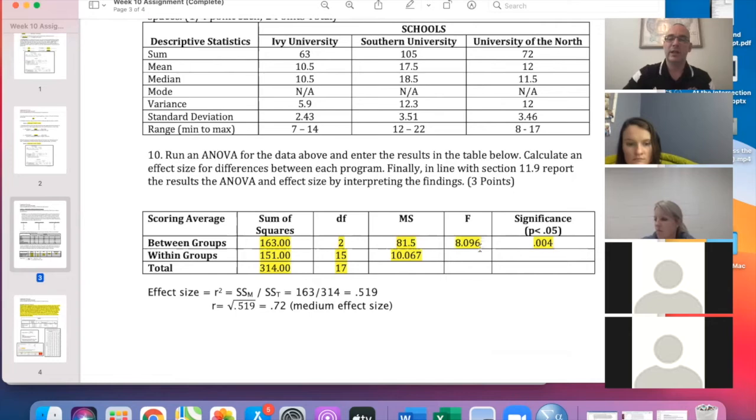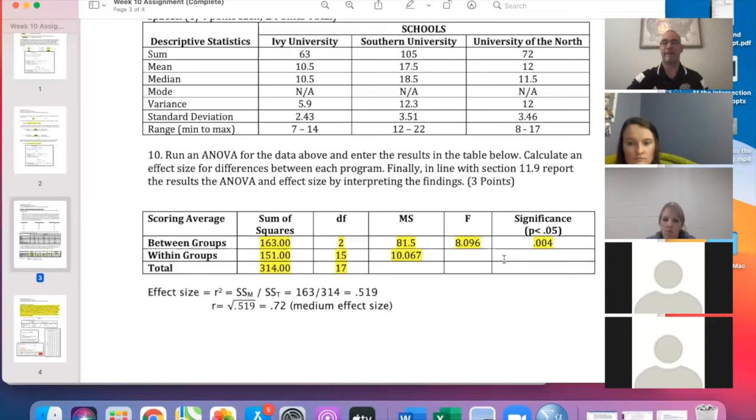Now, someone might say, well, 8.096, that's not that large. Well, it certainly is significant, and we don't need an F table to determine that significance level, because SPSS gives us the p-value, which is 0.004, less than 0.05. Yes, it's much smaller.